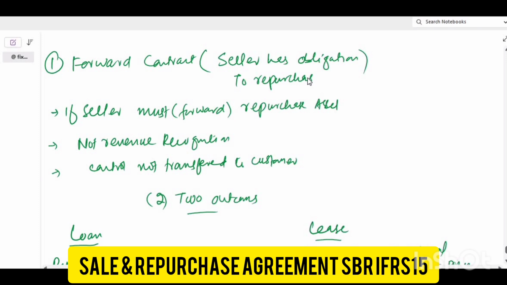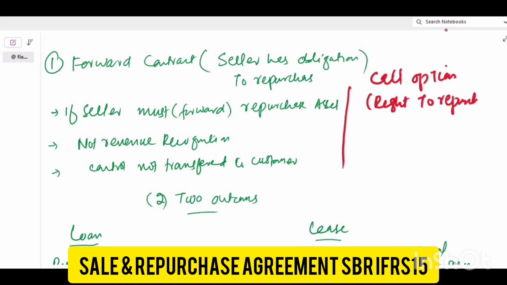Now, if this is a call option, by call option we mean the right to repurchase the asset. So you have to apply the same treatment for a call option as we do for a forward contract. Clear?